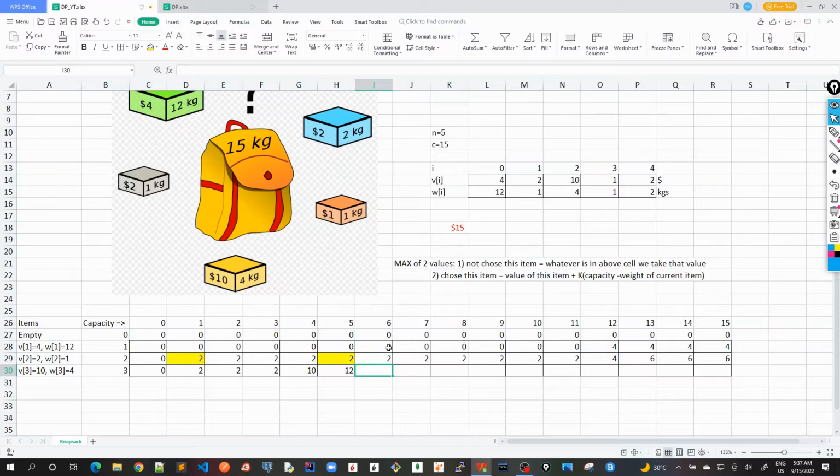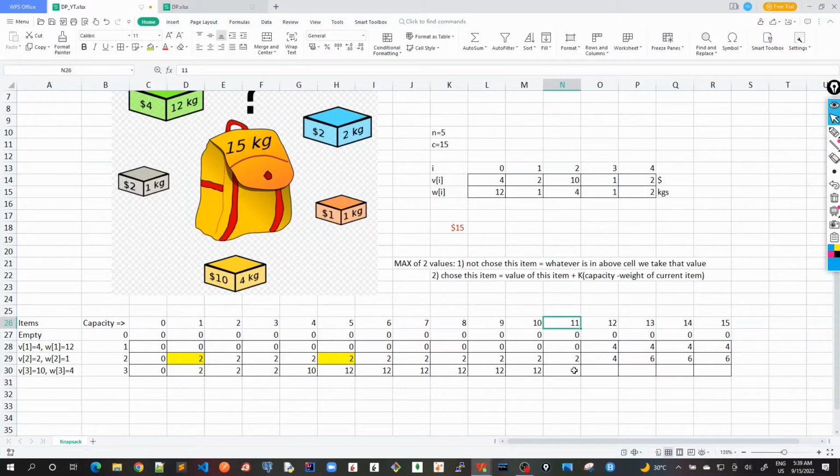Similar thing we go with here. So it's like a sliding window. For the 6 kg, I have to choose this one without including this item, or we take 6 minus 4, which is 2, this. So 10 plus 2, 12, is again greater than 2. So this would be 12. So similarly, we keep on going like this. Similarly, it goes for the other cell formulas.